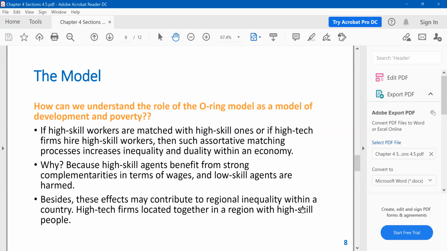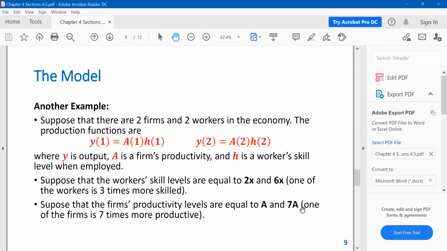The same is true for capital. The same is true for land. The same is true for skills. The same is true for energy, etc.